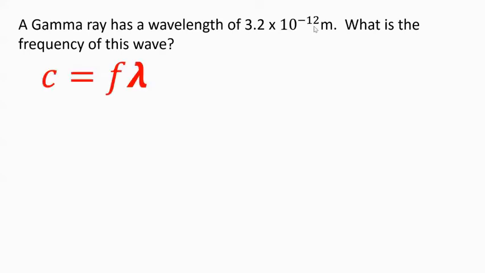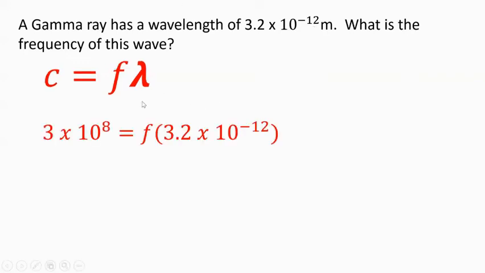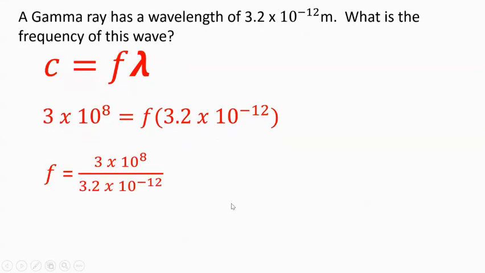So we're going to use the equation again. c equals f lambda, which means the speed of light, 3 times 10 to the 8th, equals the frequency times the wavelength. So to find the frequency, now we're going to divide both sides by this term, 3.2 times 10 to the negative 12.